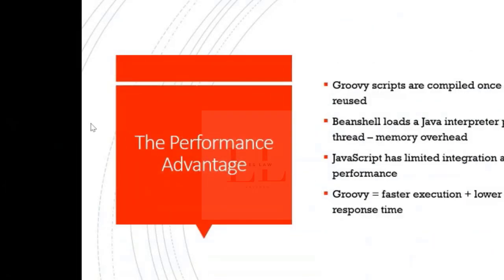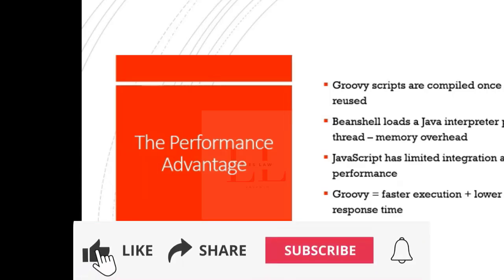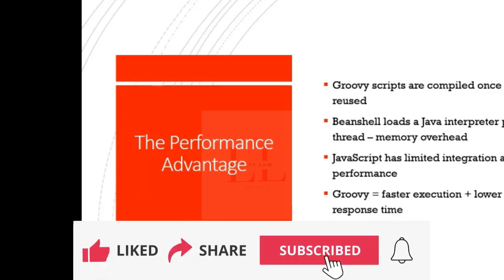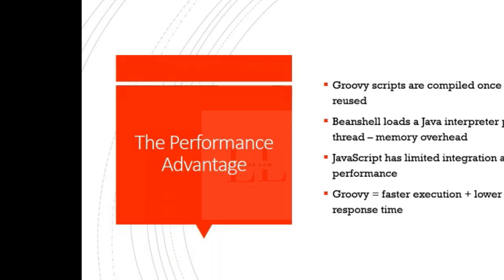So what about the performance? We saw the performance advantage. Let me tell you a very quick scenario before we move to the next one. If you're running a JMeter test with 100 threads and 10 loops for each thread, each iteration will run a script that multiplies two numbers. In that case, 100 threads multiplied by 10 loops, you're going to run 1000 scripts, right?